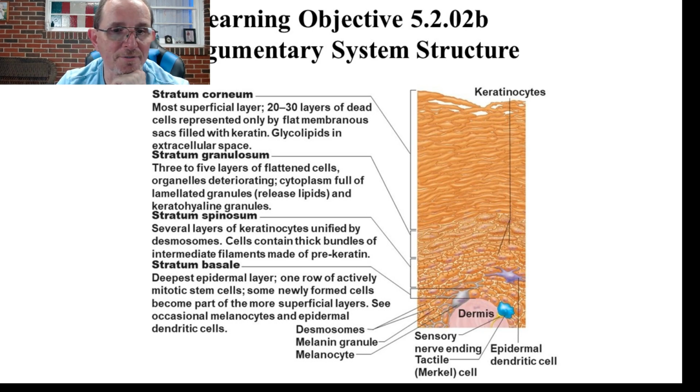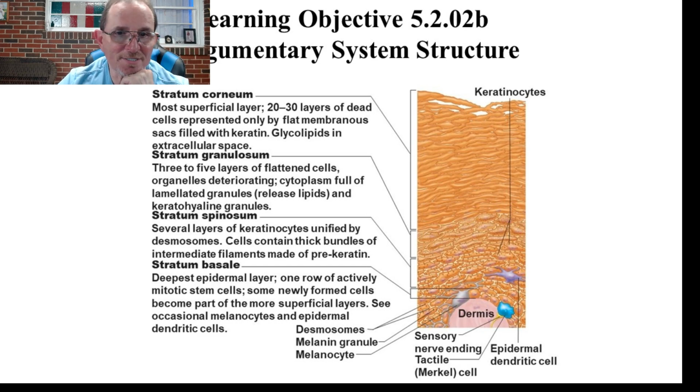So let's go through this. The very bottom layer, the layer that is next to the dermis, is the base layer, and they call it the stratum basale. It's 1 cell layer thick. Its only job is to divide. 1 cell stays, 1 cell starts its migration toward the top.